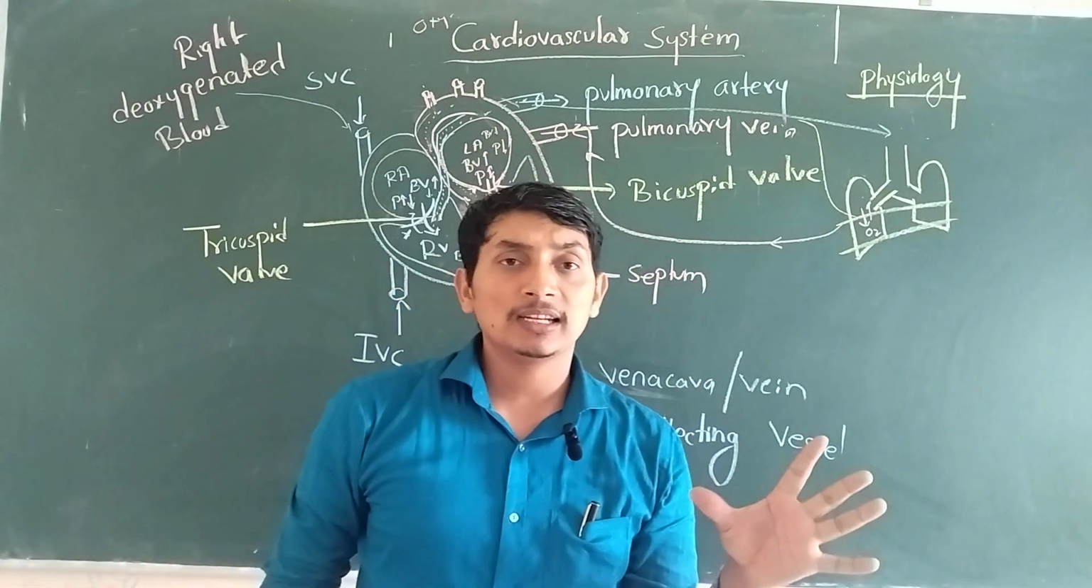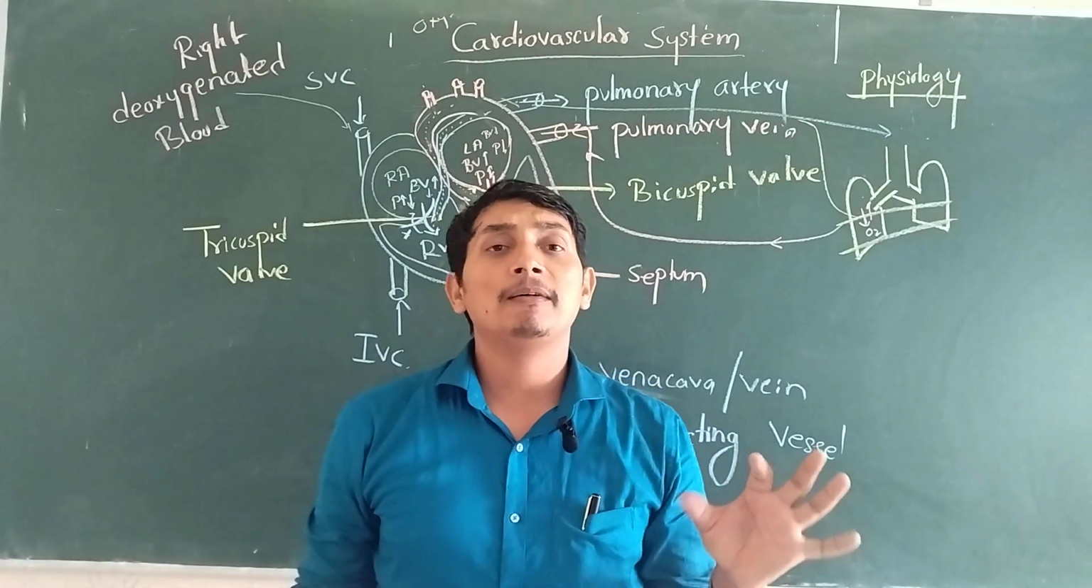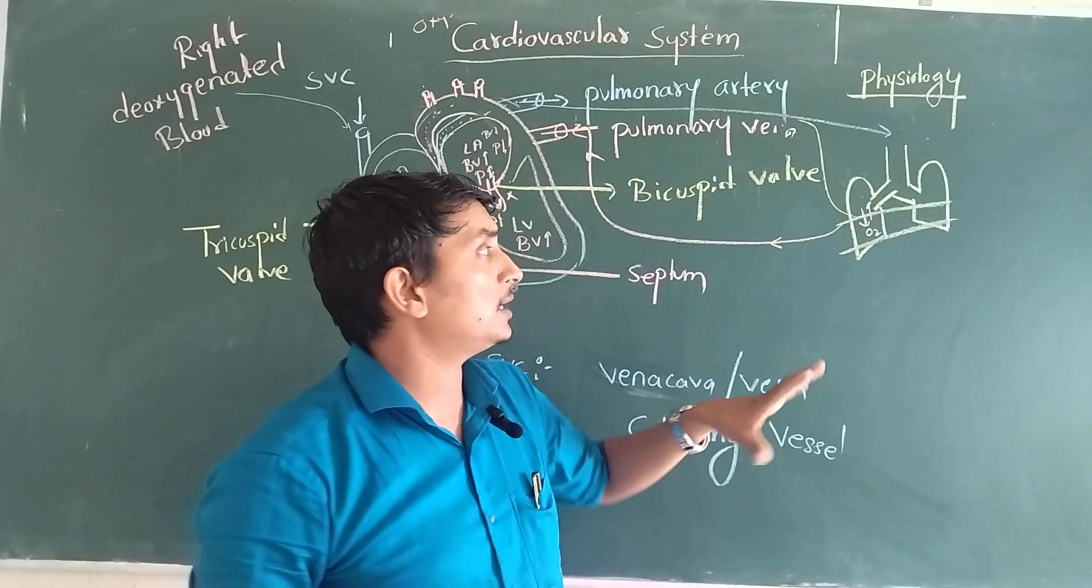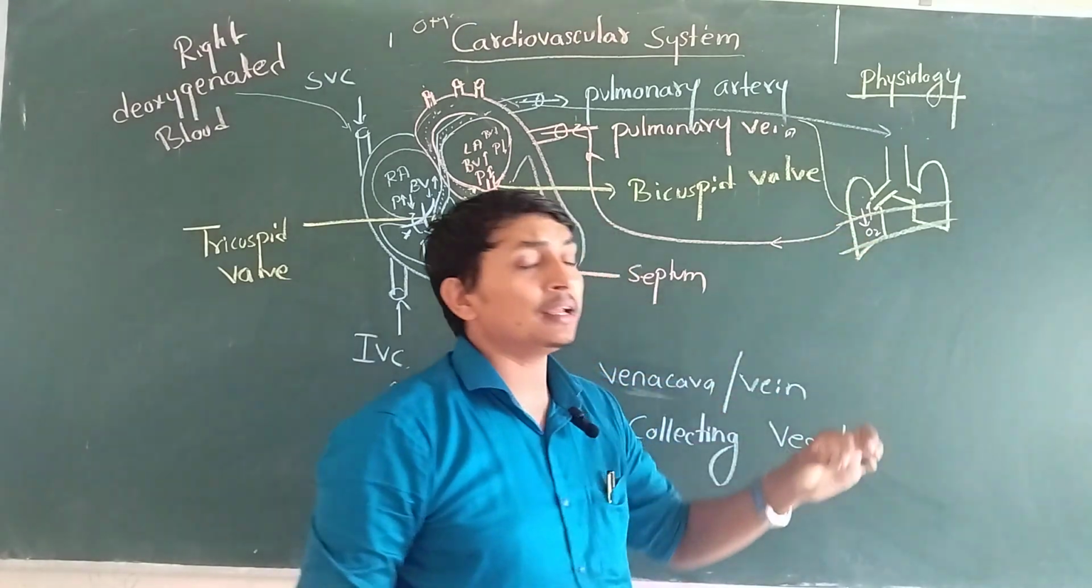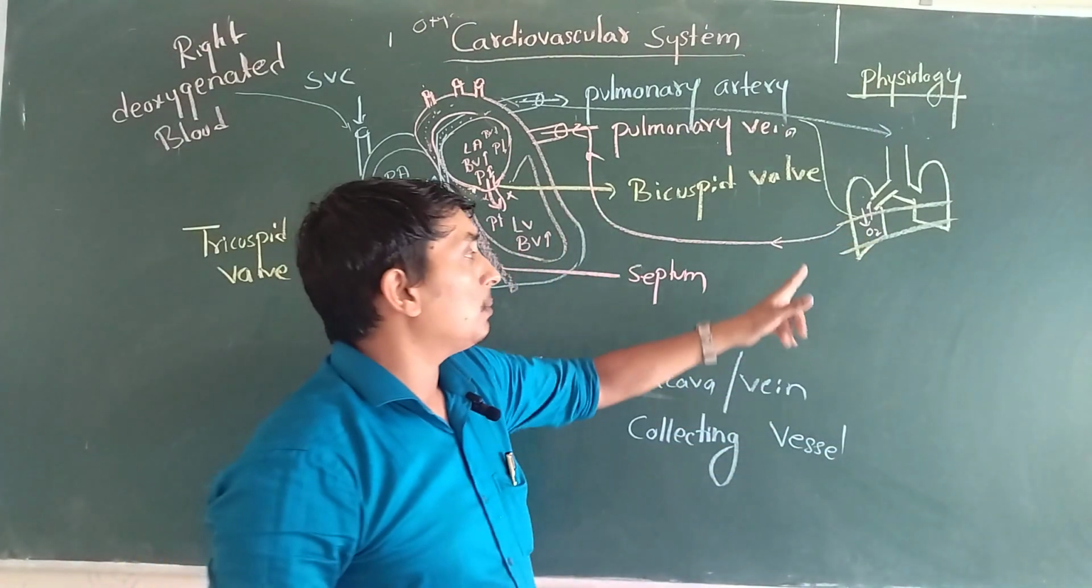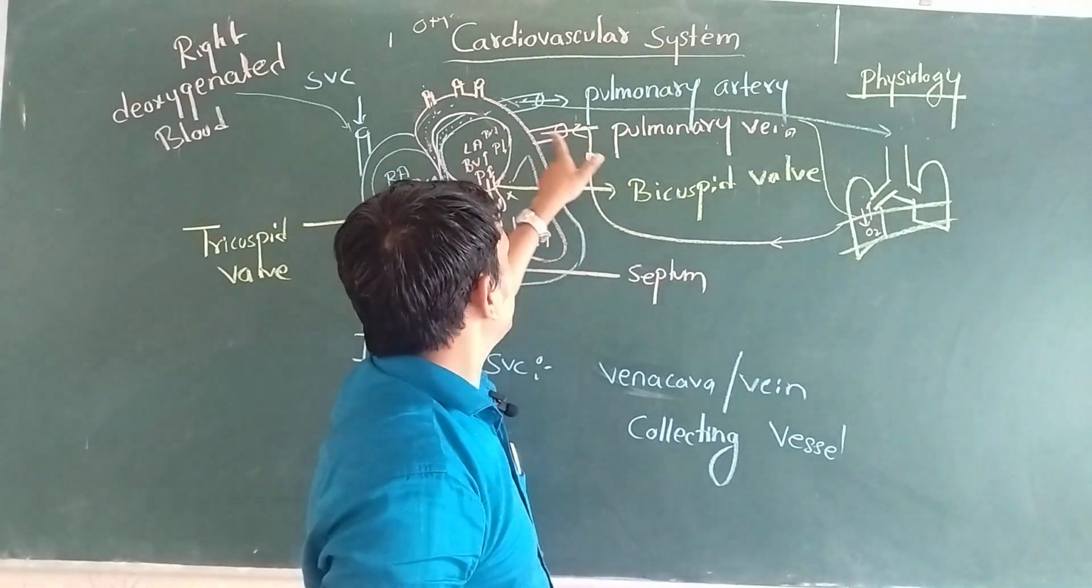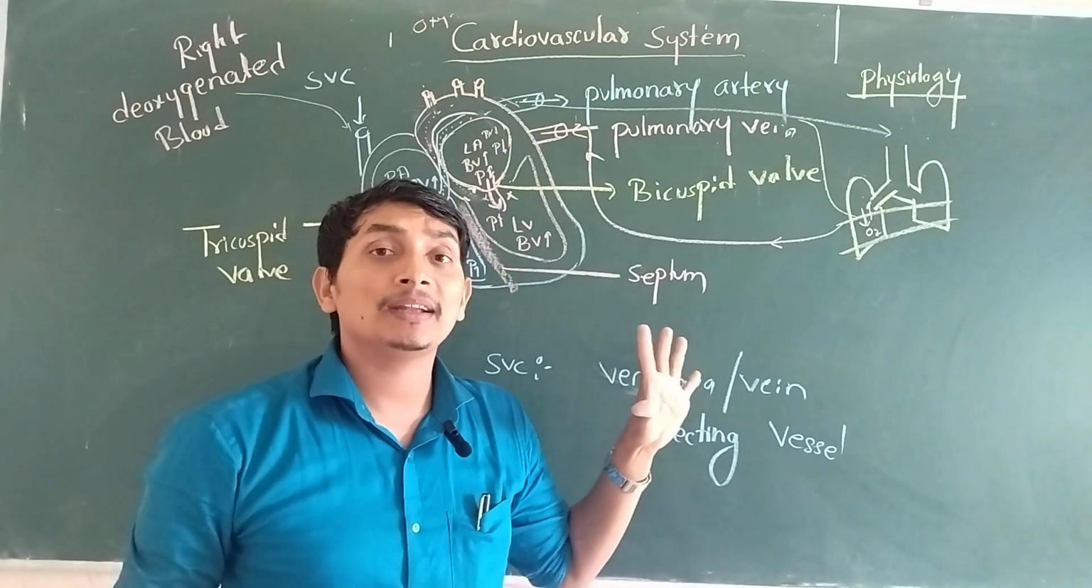So what is the function of the lungs? To take in oxygen and remove the carbon dioxide. So blood becomes oxygenated here. After oxygenation, blood is collected by the pulmonary vein and given to the left atrium.